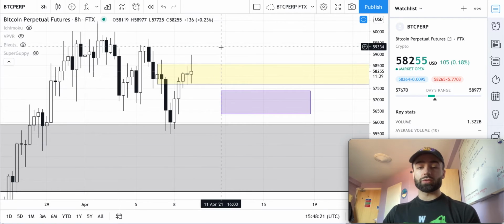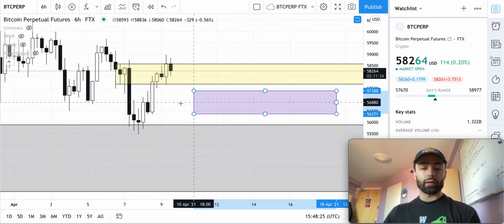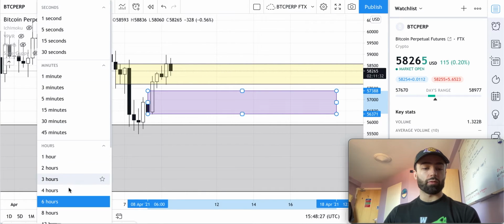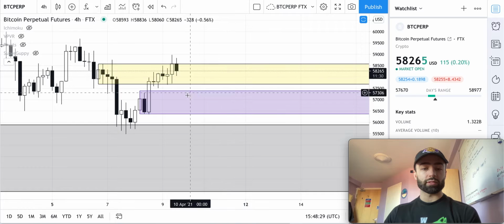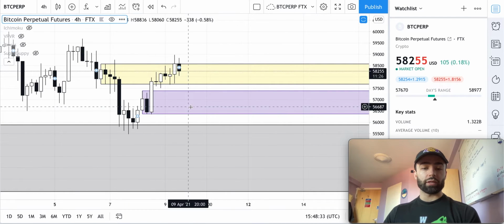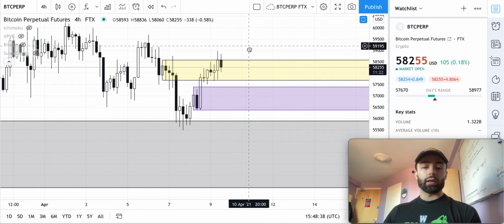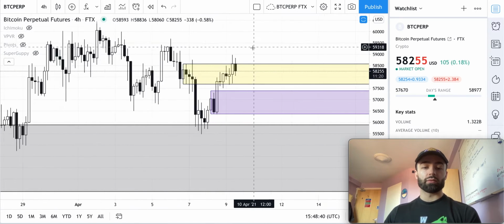So that's all we got for this one. Keep an eye on this 6-hour level right here. If you're looking at things on the 4-hour time frame, because everyone has the 4-hour time frame, it's this black candle right here from yesterday. That's the main support level on the way down, and then the main resistance level on the way up.